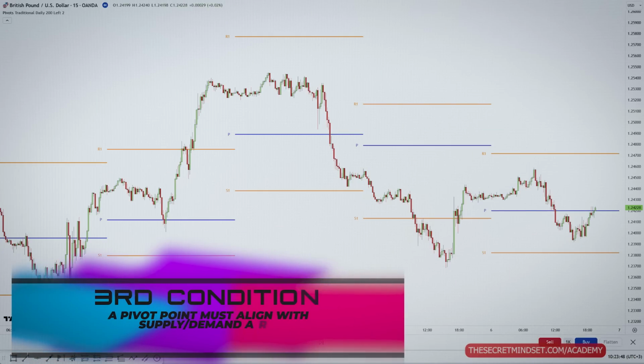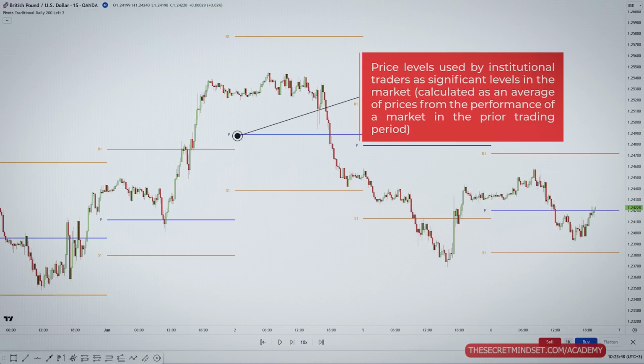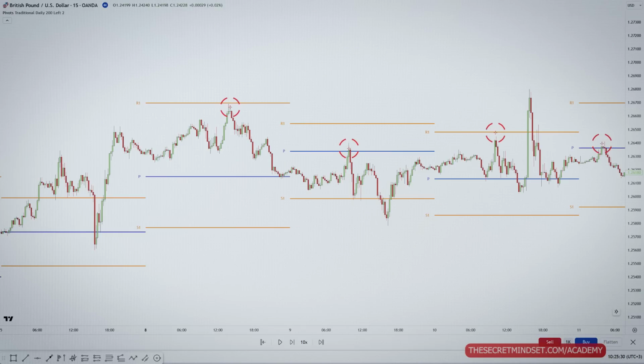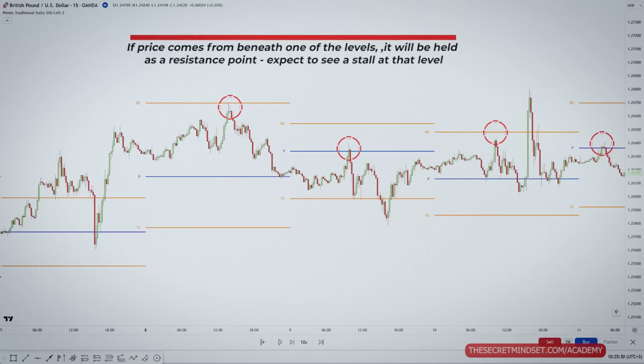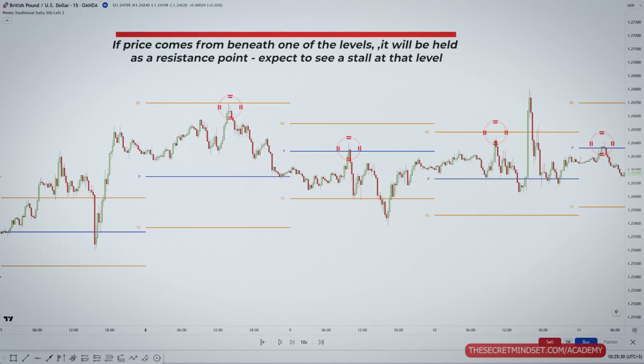The third condition is a pivot point confluence. These are price levels used by institutional traders as significant levels in the market. These levels are calculated as an average of prices from the performance of the market in the prior trading period. As price gets into a pivot point area, whether it's the pivot or an S1 or R1 level, it will act as a support or resistance based on where the price has come from, meaning that if the price comes from beneath one of the levels, it will be held as a resistance point. Not a guarantee, however, but you are expecting to see a stall at that level.